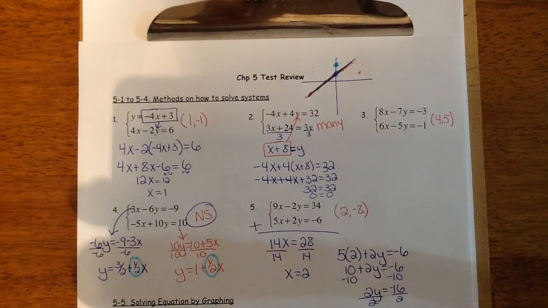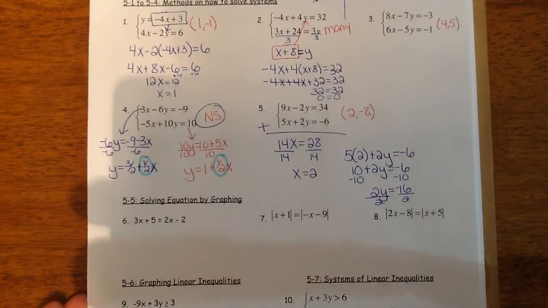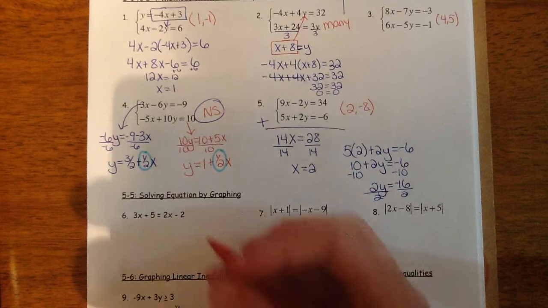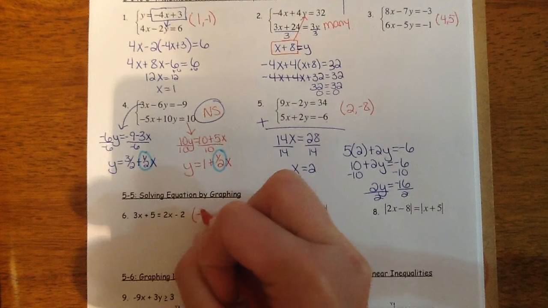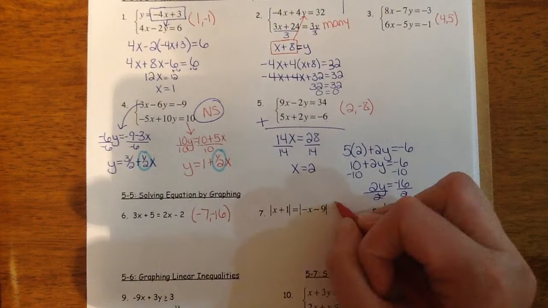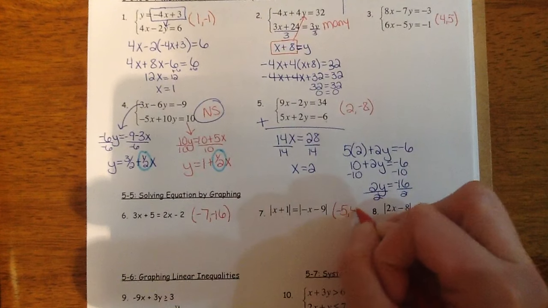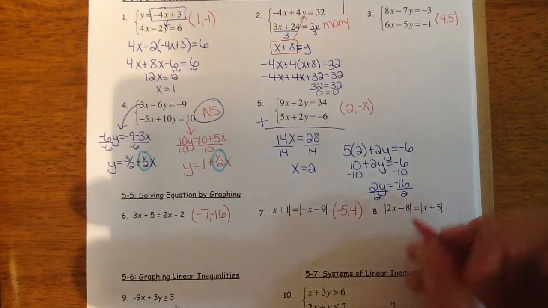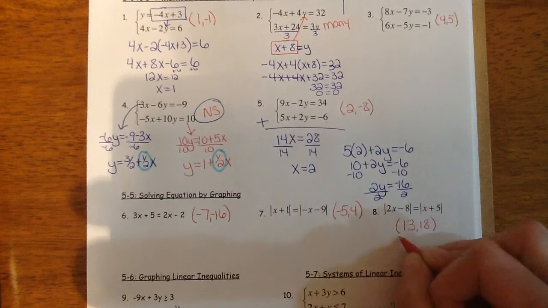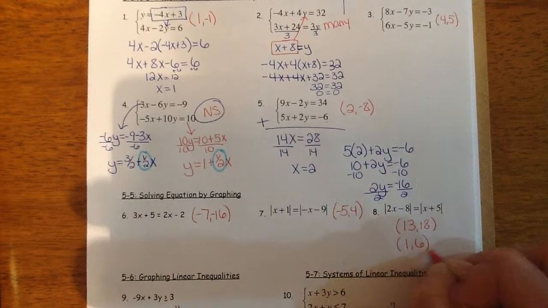Okay? All right. Numbers 6, 7, and 8. So if you fast forwarded through the other problems, if you want to listen real quick to the answers on 6, 7, and 8, number 6 came out to be negative 7, comma, negative 16. Number 7 worked out to be negative 5, comma, 4. And number 8 actually had two answers of 13, 18, and 1, comma, 6.